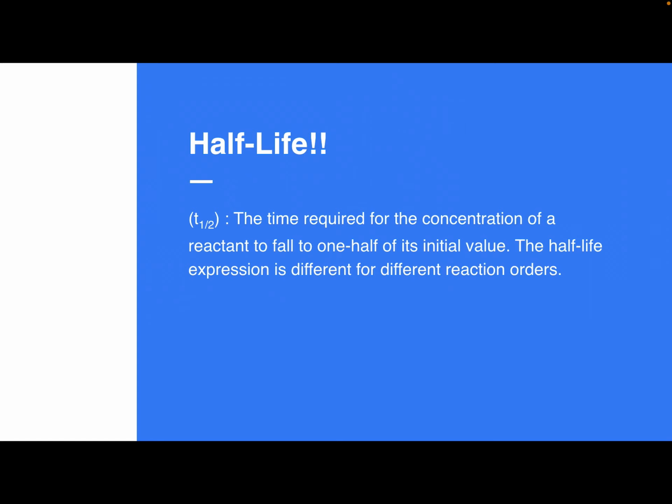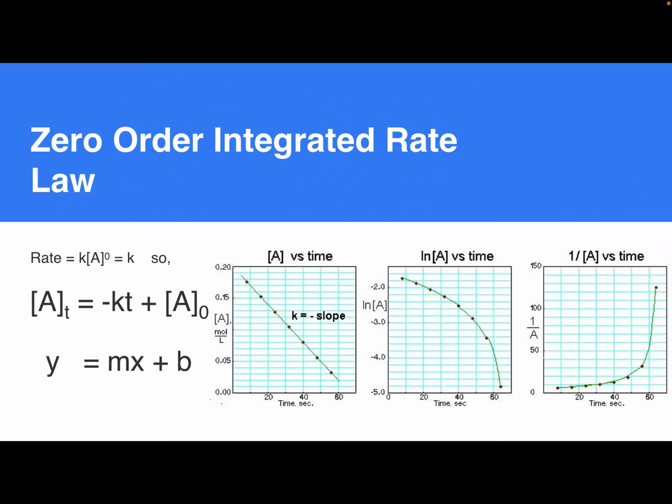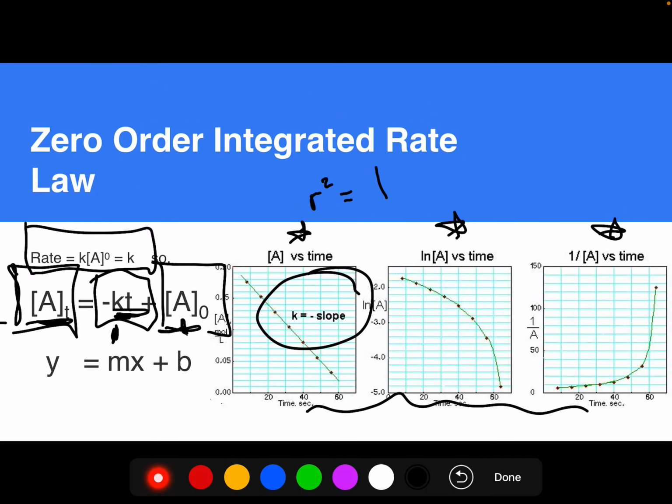All right, so for each integrated rate law, for each order, you're going to have a different half-life equation. Now, the easiest way to find a half-life, well, actually, it's probably not the easiest, but it's the one where you don't have to memorize the equation. You can simply put in a value.